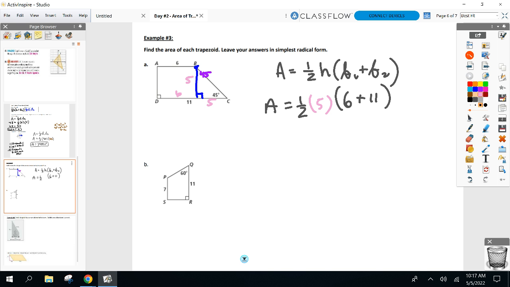Everyone all good? 42.5. And this is what I was talking about yesterday. No units, you can leave it naked. I'm not a big fan of that U squared business. Just leave it naked. And then how about B?